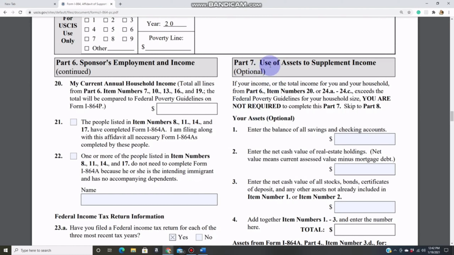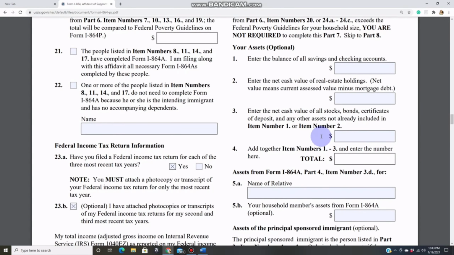Part 7, use of assets to supplement income. This is just optional. If your income or total income for you and your household from Part 6, item number 20 or 24A to 24.6, is above the federal poverty guidelines for your household size, you are not required to complete Part 7. Skip to Part 8. So since I have mentioned a while ago that my husband's income is above the poverty guidelines of the United States, then we are going to skip this Part 7 to Part 8.